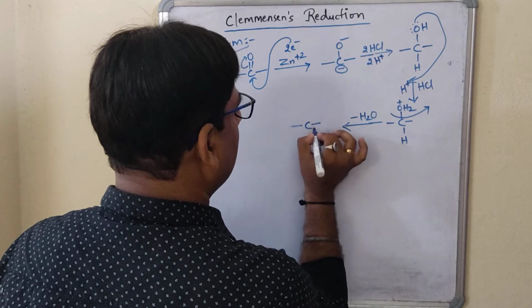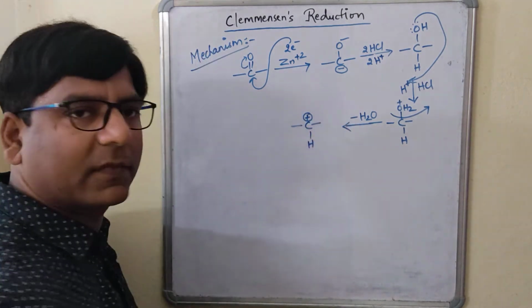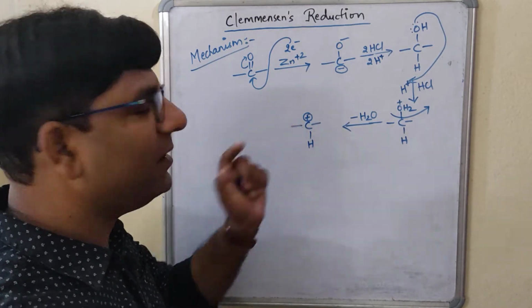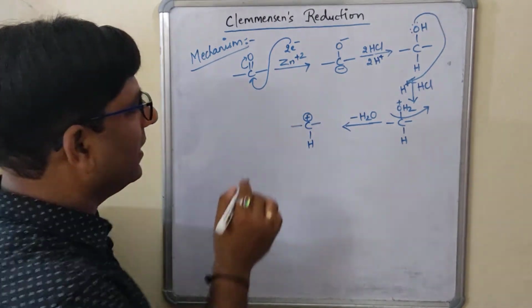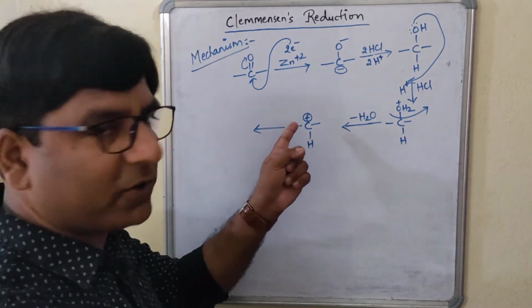We will get C, here it is H, and here we will get what? Positive. What we will get? Here we will get the positive charge, right? Now, I hope you have got the general idea. Again, this is the positive.